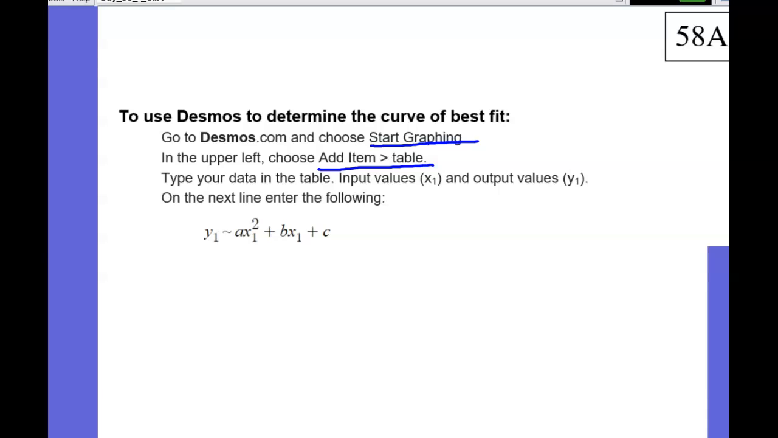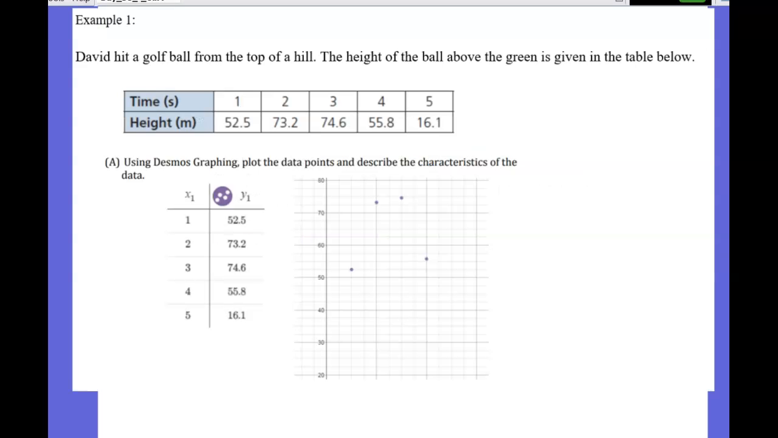So if you look at the first example, David hit a golf ball from the top of a hill. The height of the ball above the green is given in the table below. So here we have a table. Our input values, X, would be the time in seconds, and the output would be how high.